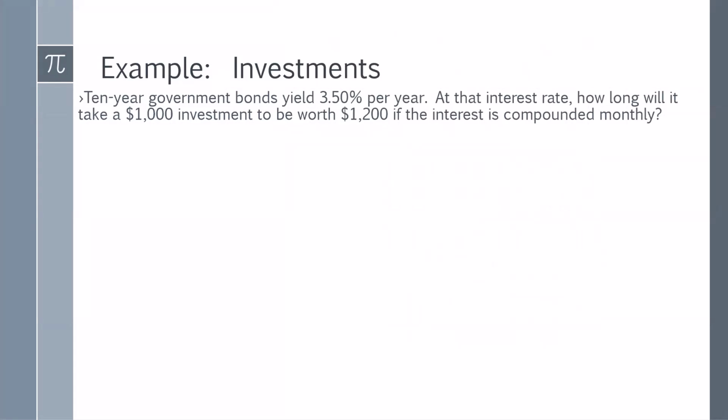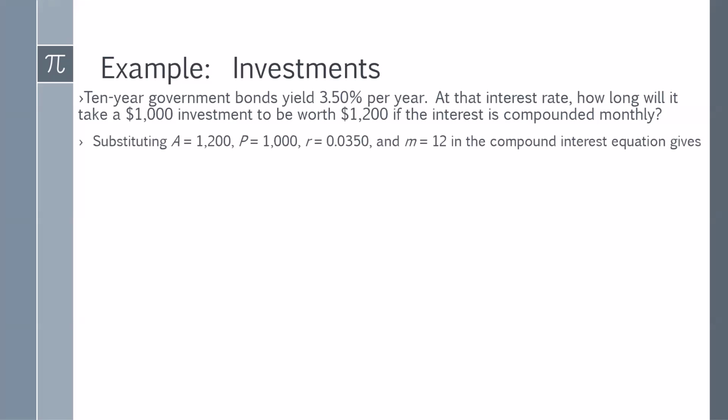So first, let's take a look at what we've got. A is going to be $1,200. P is going to be $1,000. Our rate is 0.035, and our m is 12 compoundings per year.